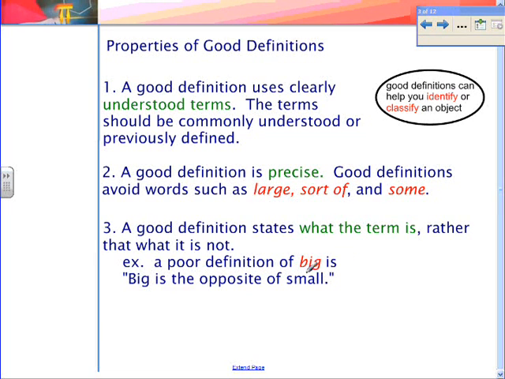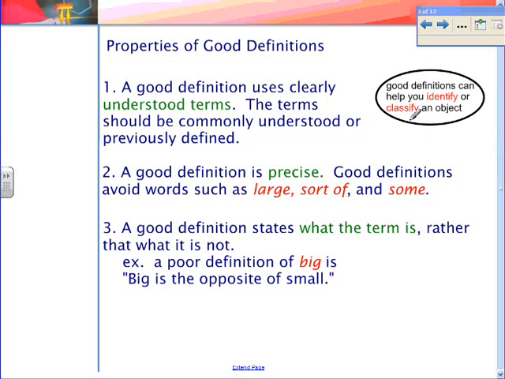So let's take a look at an example. A really bad definition of the word big would be something like this: big is the opposite of small, right? Because it doesn't really tell us how big, what big really means. So we want to be precise. We wouldn't want to say big is sort of the opposite of small, or big is kind of large. That doesn't really give us a specific definition of the word big.